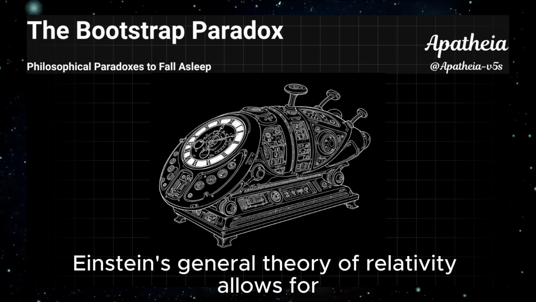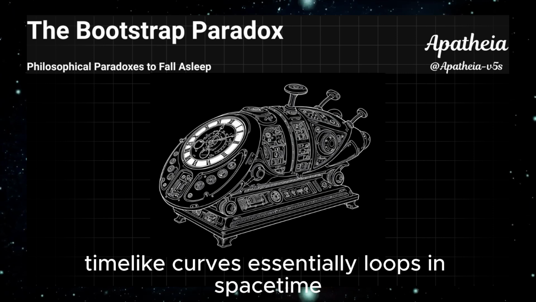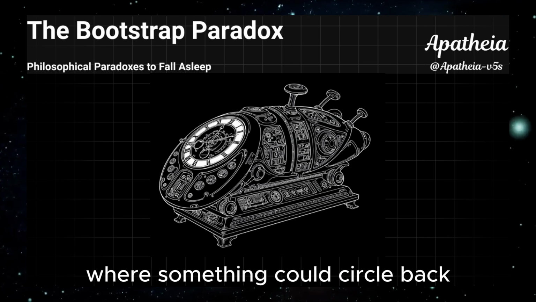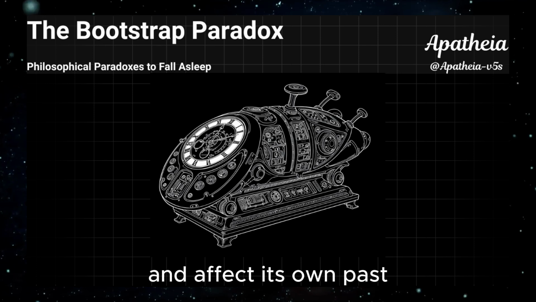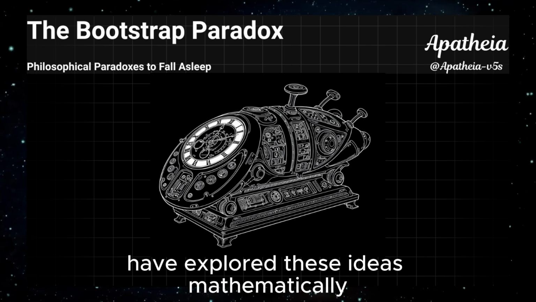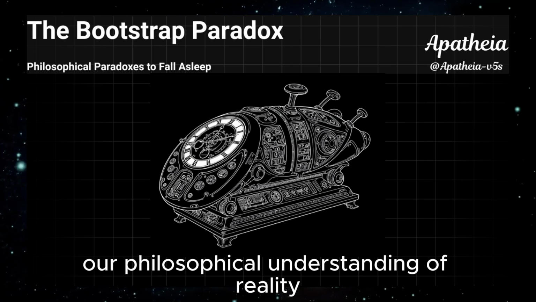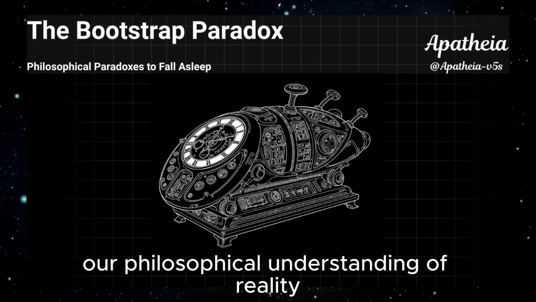Einstein's general theory of relativity allows for solutions called closed time-like curves, essentially loops in space-time where something could circle back and affect its own past. Physicists like Kip Thorne have explored these ideas. Mathematically, such loops don't necessarily break the laws of physics, but they challenge our philosophical understanding of reality.